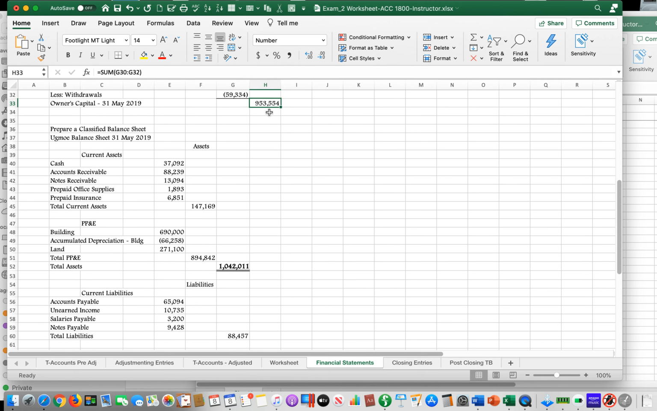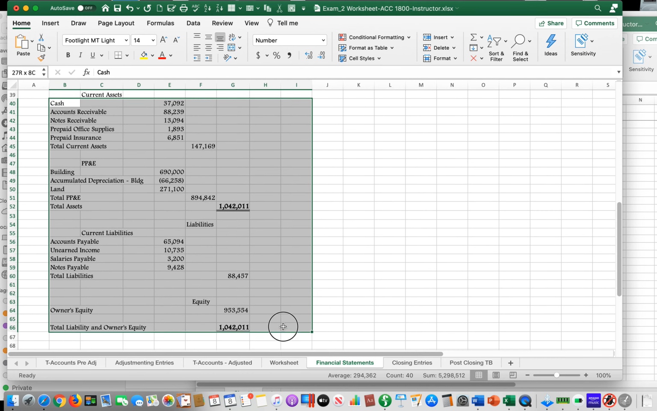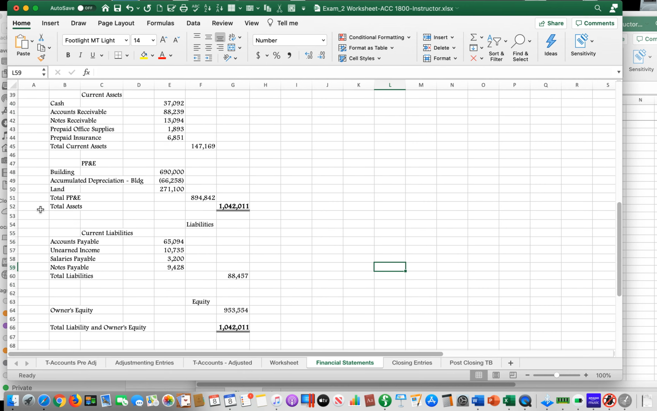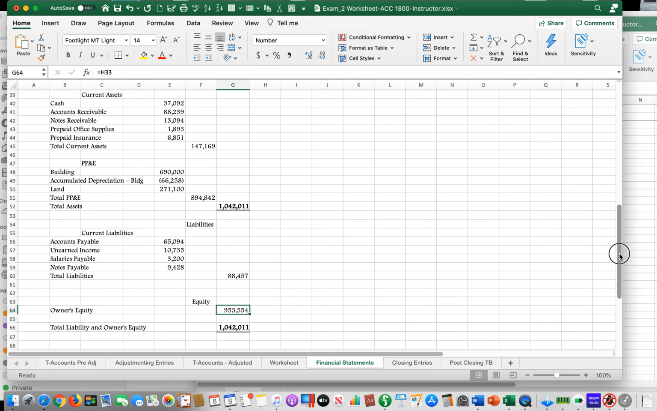This capital, I'm going to put it this way, every single number on this balance sheet came from the worksheet except for your totals and the owner's equity. The owner's equity comes from the owner's equity statement. But all the other numbers, except for the totals, came directly off of the worksheet. Go back and check if you don't believe me.